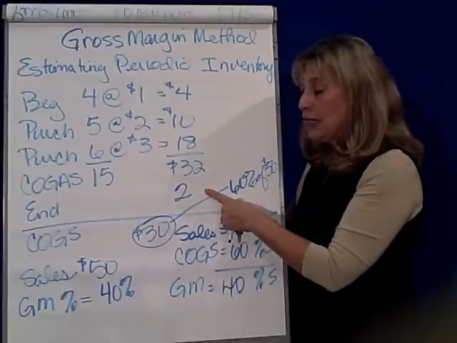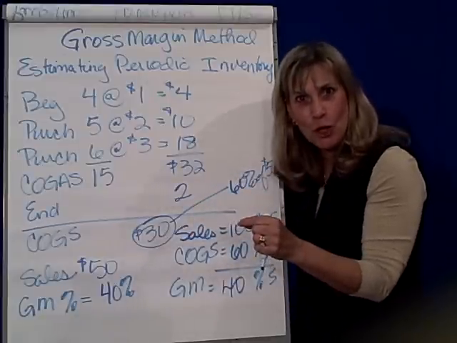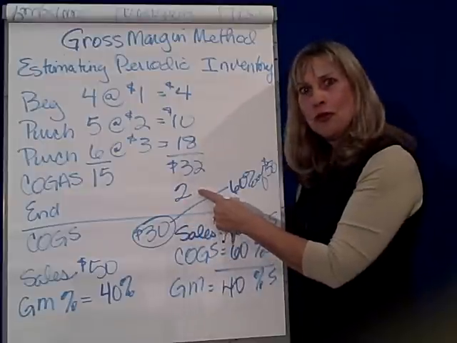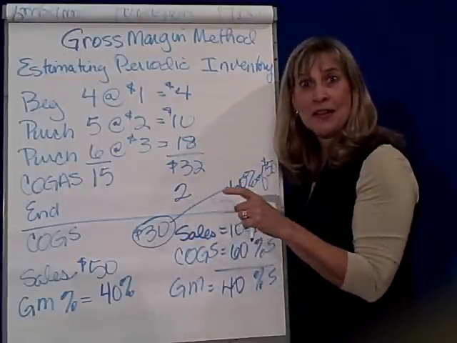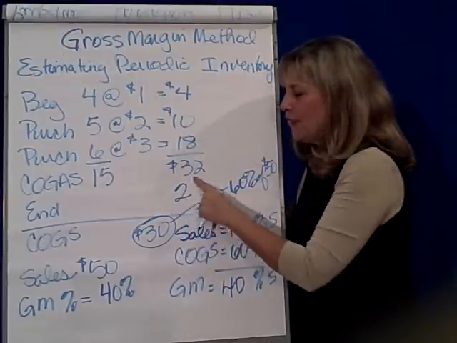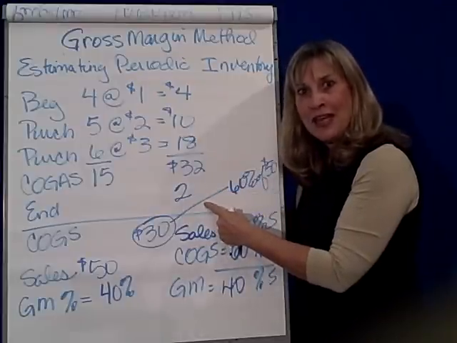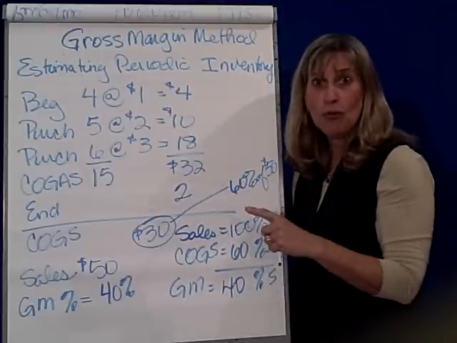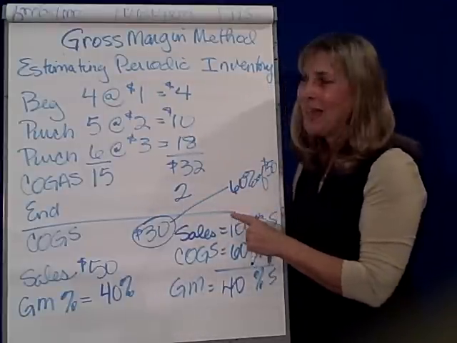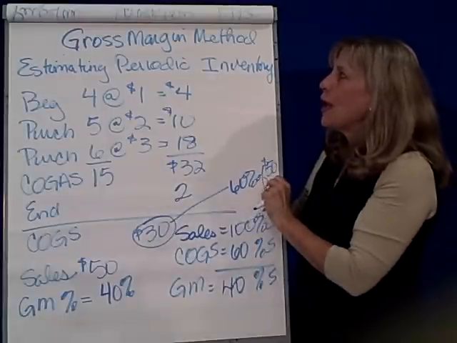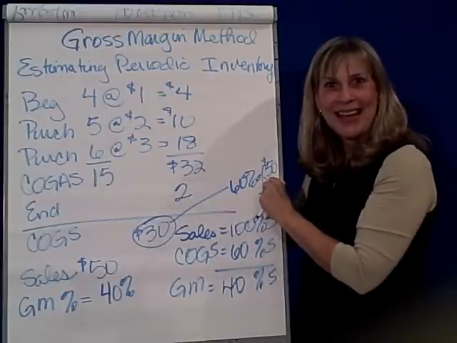Many times companies do this for what? Inventory losses, or they'll also do it to figure out if some stealing is going on, because if they don't come out with a quick count close to this ending inventory number, they know something is amiss. So, gross margin method of estimating periodic inventory.